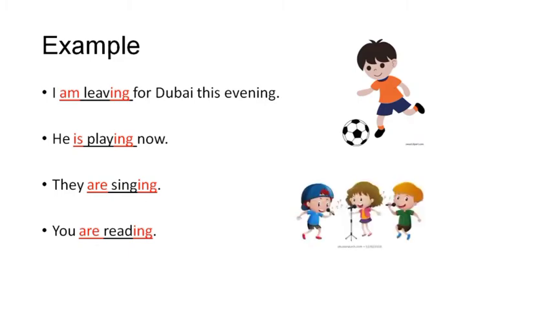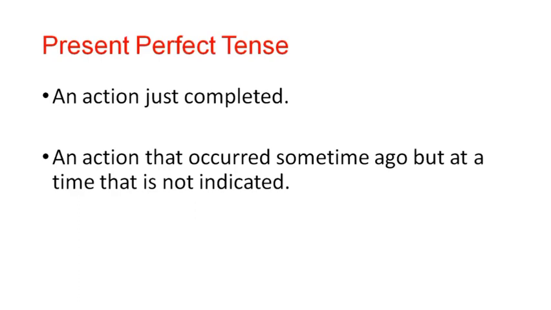Let's move on to present perfect tense. Under what condition do you have to write a sentence in present perfect tense? Look here: an action just completed. A particular action, just now. So we completed that action. In that case, you have to write that sentence in present perfect tense.